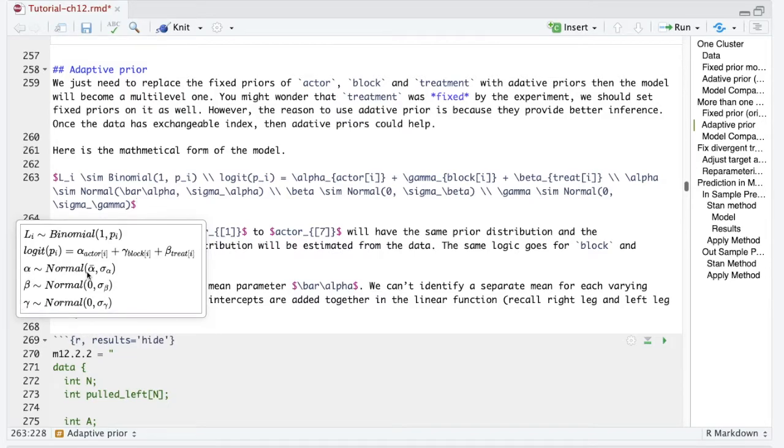That there is only one mean parameter, the alpha bar, because we cannot identify a separate mean for each varying intercept type, because all intercepts are added together in the linear function. It's exactly the same logic for the right leg and left leg example.